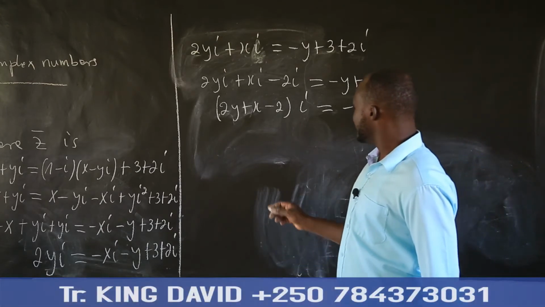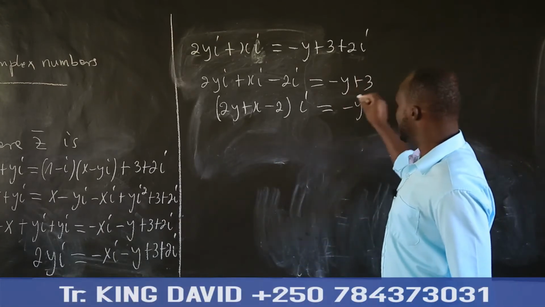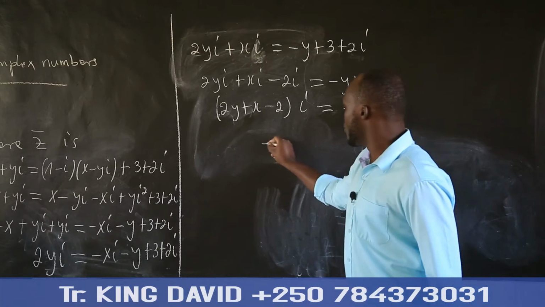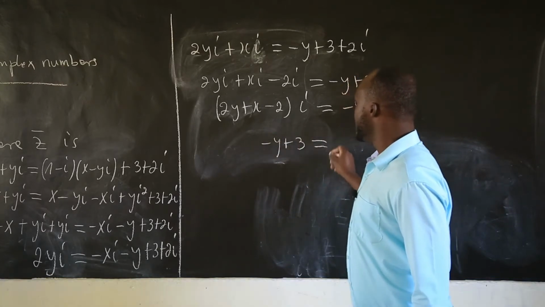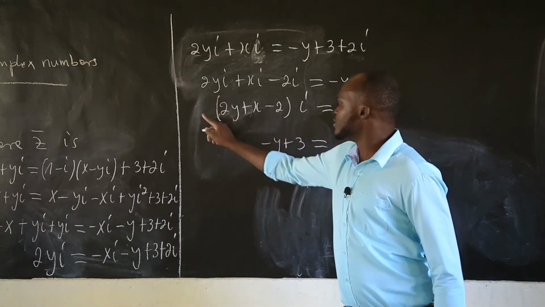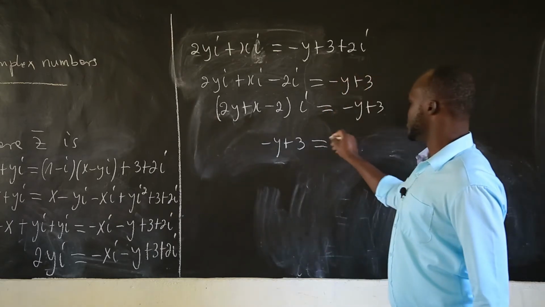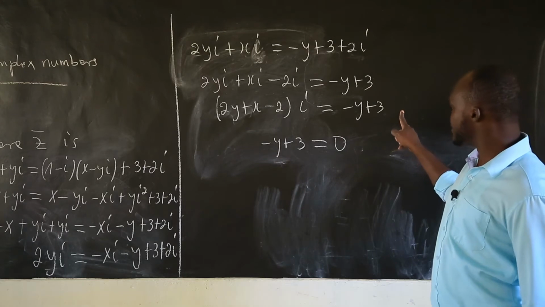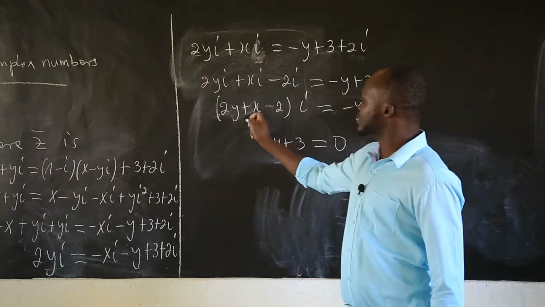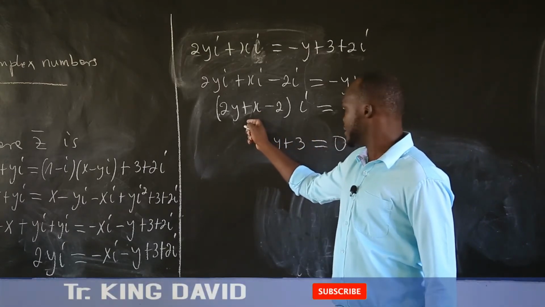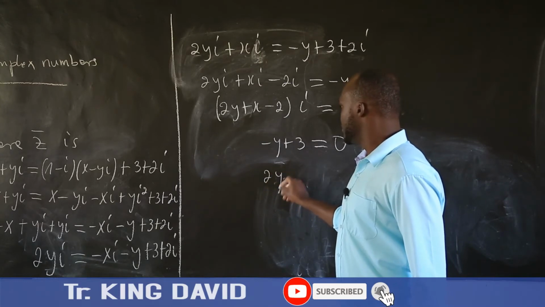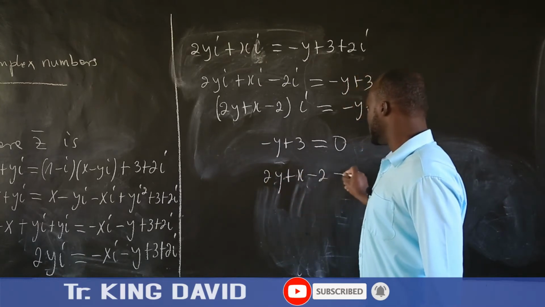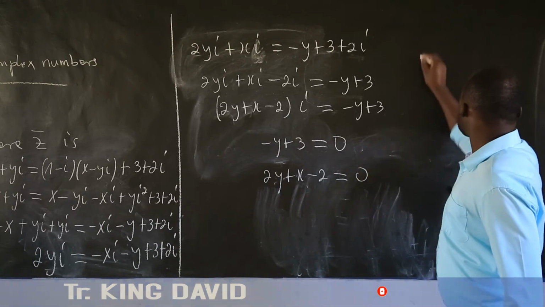So which means that the real part of this side is negative y plus 3, which will be equal to the real part of this side, which is 0. The imaginary part of the right-hand side is 0, so now it will be equal to this part, which is the imaginary part. So meaning that 2y plus x minus 2 equal to 0. So what am I saying?